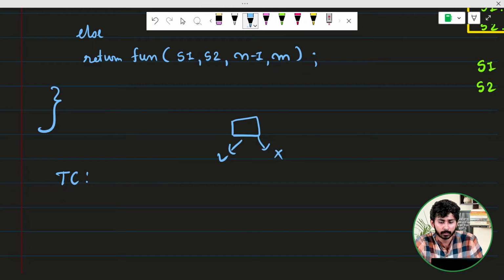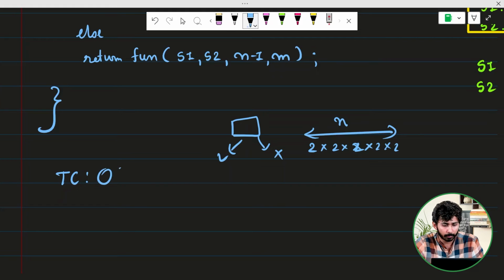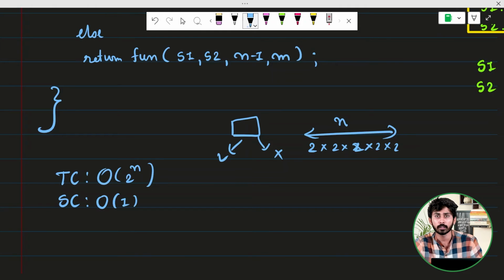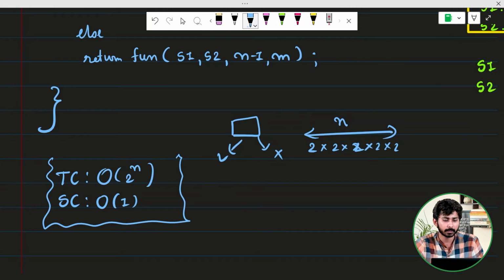So how many characters are there? There are n characters, and there are two things that you can do for each and every character. So what will be the time complexity? It will be order of 2 to the power n, where n is the length of the string S1. And what is the space complexity over here? Order of 1 if you ignore the recursive stack. So this becomes your time and space complexity. And obviously it will not get accepted because it is exponential time complexity, right?